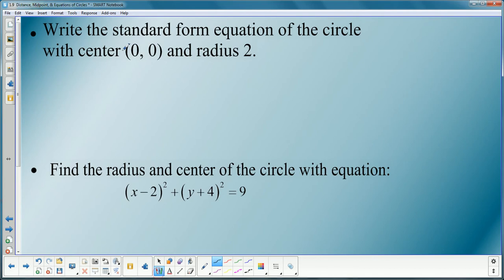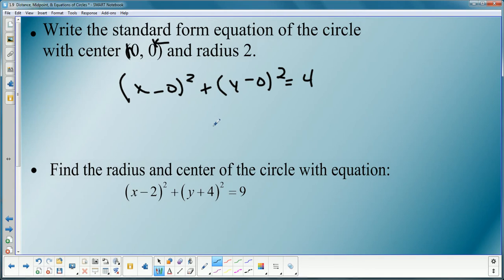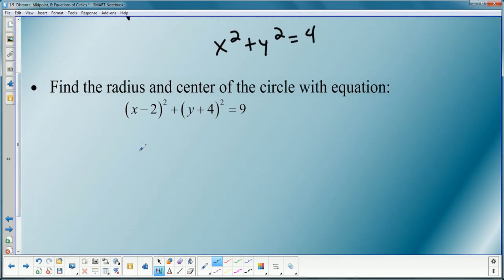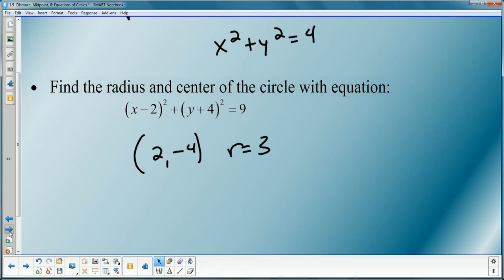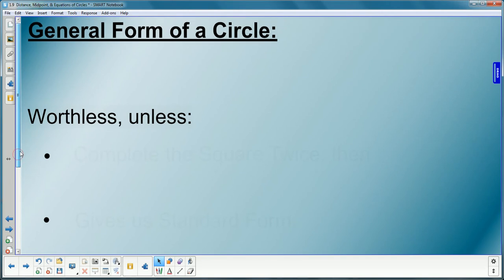So if I give you center 0, 0 and radius 2, that means h is 0 and k is 0. So we'd have x minus 0 squared plus y minus 0 squared equals, and then our radius is 2, so 2 squared is going to give us 4. You could also just write this as x squared plus y squared equals 4, since both of these are 0. For this one then, our center would be 2, and we want the opposite here, negative 4, and our radius is 3. Remember, you need to take the square root of this number so we can get 3. And the last piece is probably going to be the most complicated piece.